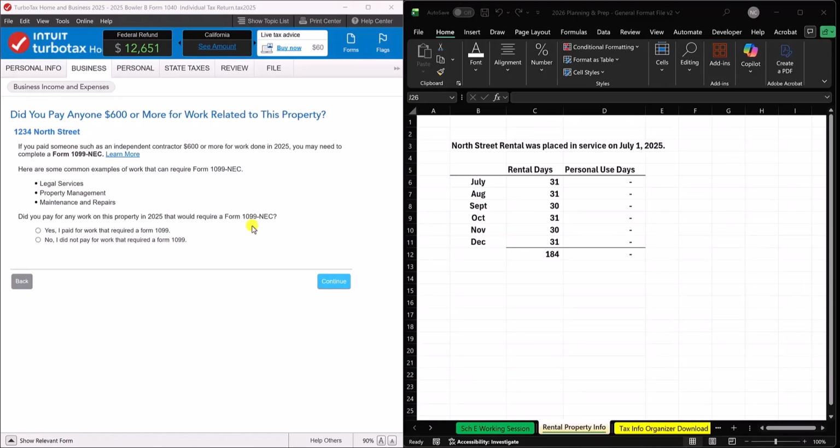Now, there are two big outs to this question. Big out number one is that if the person or business that provided services to your rental property is a corporation, meaning they have the word INC at the end of their business name, you don't have to file a 1099 NEC for payments to an incorporated entity. So that's the first big out on this requirement.